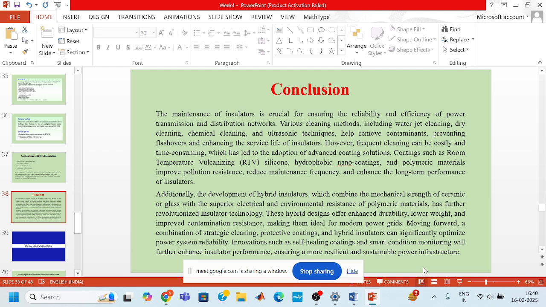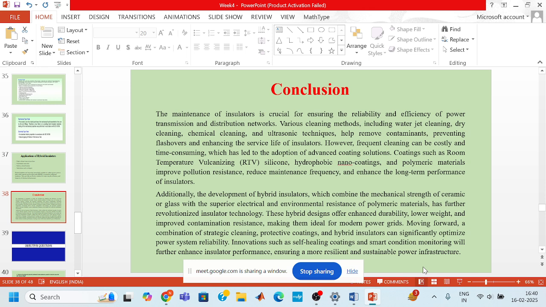Coatings such as RTV silicon coatings, hydrophobic nano coatings, and polymer materials improve the pollution resistance and reduce the maintenance frequency. And these can enhance the long-term performance. Additionally, we have learned the development of the hybrid insulators, which combine the mechanical strength of the ceramic or glass with the superior electrical and environmental resistance of polymer insulators, and has further revolutionized insulator technology.